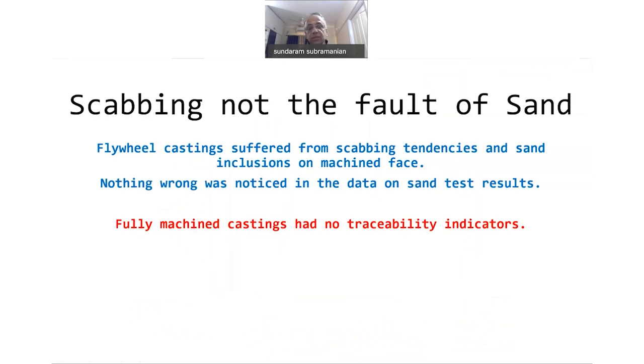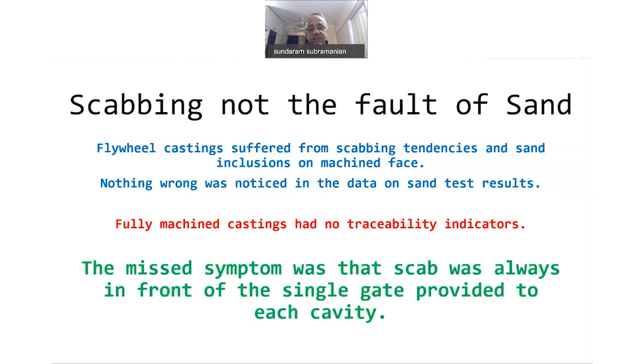The meaning is, if there is an ingate, I should be able to know how this casting is getting filled. So the traceability is missing in a machined casting. The symptom was that the scab was always in front of the single gate provided to each cavity. So the scab was formed in front of the ingate. That was missed because once the casting is shaken out and dressed or fettled, it's difficult to find out unless you have some marks. At that stage, nobody ever marks those castings. It goes for machining directly, and that's how it is missed.